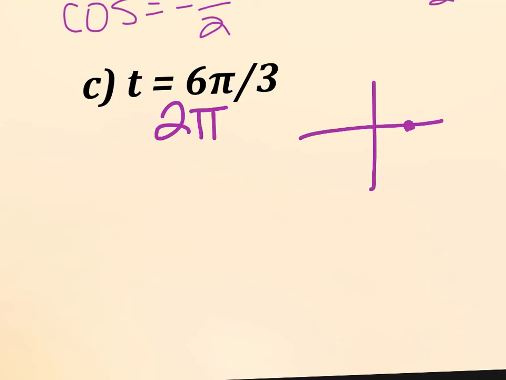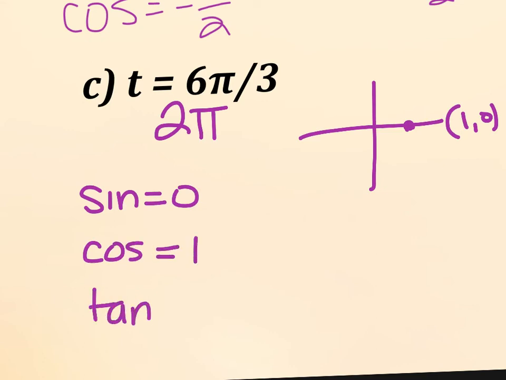It's right here on the right-hand side. That point is 1, 0. My sine is 0. My cosine is 1. And my tangent would be 0 over 1, which is 0. Questions on any of those?